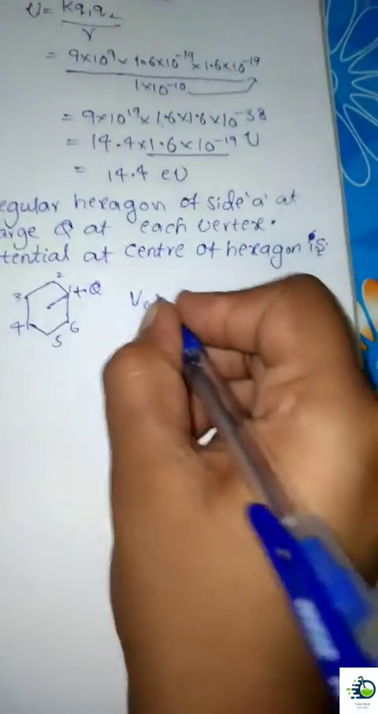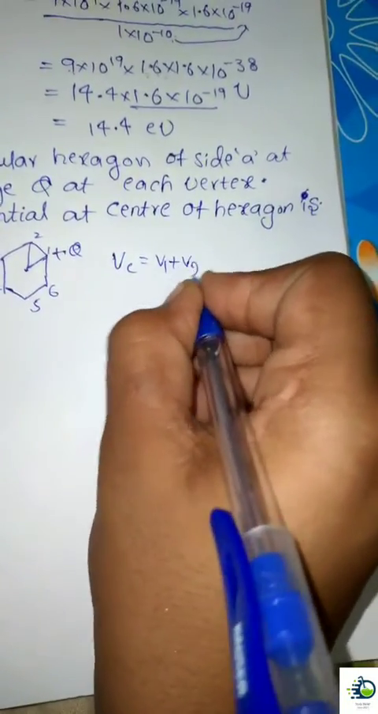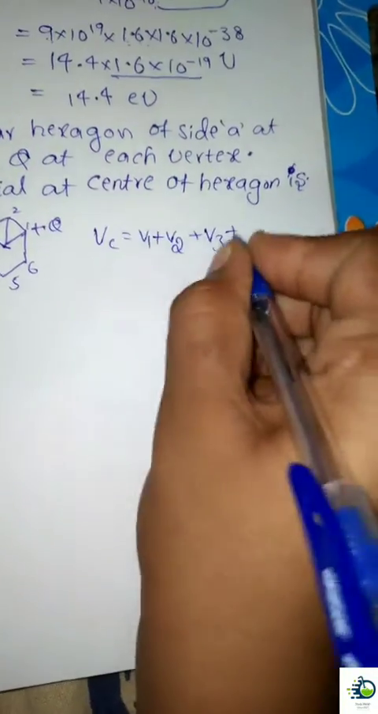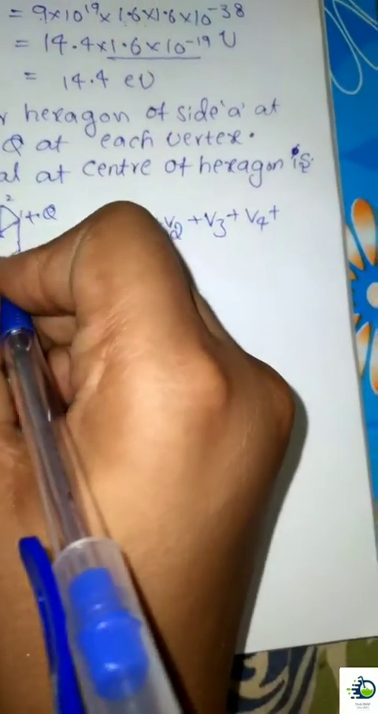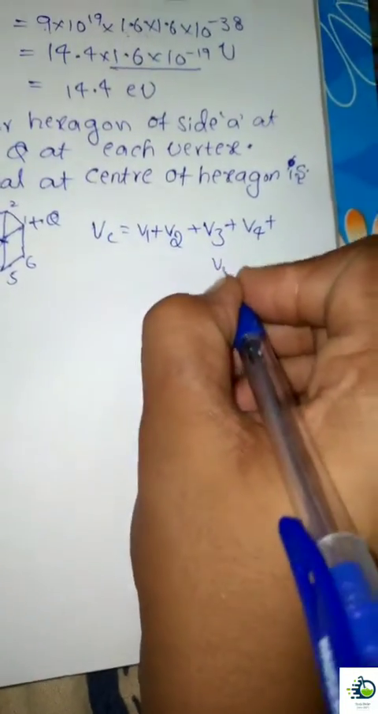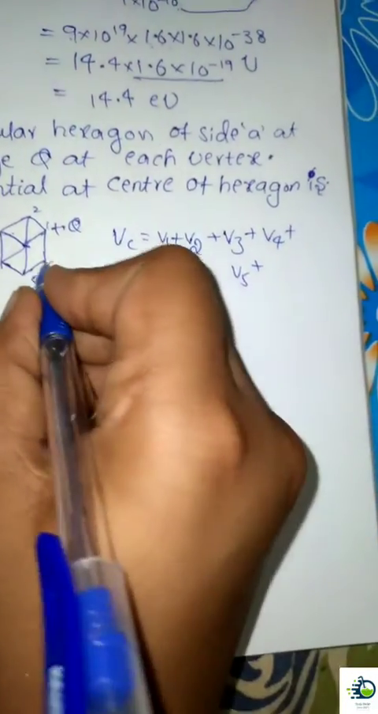From this point the potential is V1. From this, the potential is V2. From this, V3. From this, V4. From this, V5. From this, V6.